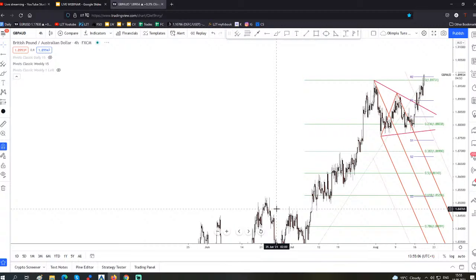Tanya, euro versus the Japanese yen. Yes, I will take a look at that pair as well. But before we take a look at the euro versus the Japanese yen, we'll take a look here at the DeFi coin. Very important.